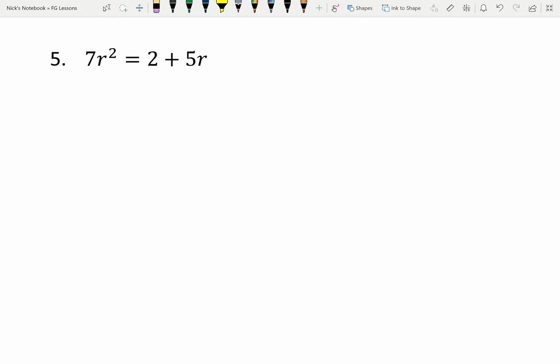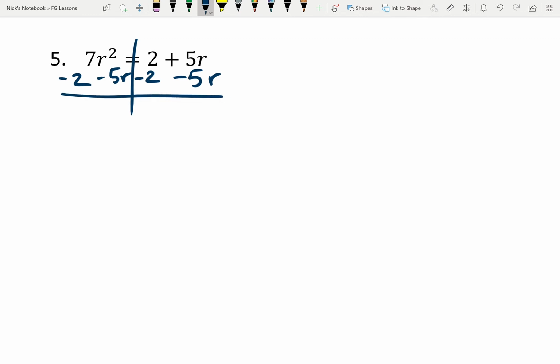The way we're going to do that is just by thinking back to algebra 1. Well, if you want to get something, quote unquote, to the other side, that means you're going to use an inverse operation. So if this is a positive 2, we are going to subtract 2 on both sides. Okay, if this is a positive 5r, we're going to subtract 5r on both sides. Now I'm just going to do this all at the same time, right? You can do this all at the same time.